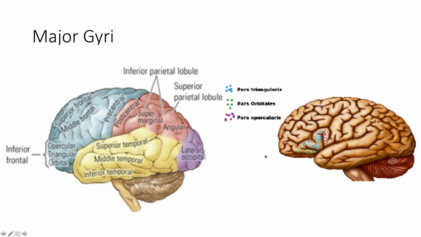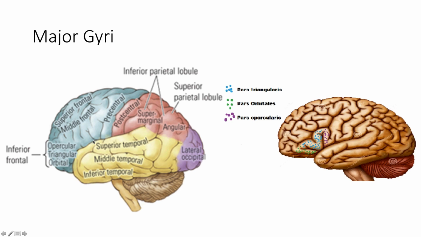Okay, so let's move on to the gyri. So the first thing you do is look at the central sulcus. Right in front of the central sulcus, you have the precentral gyrus. And behind the central sulcus, you have the postcentral gyrus. And then you can divide the frontal lobe up in 3 other gyri. So you have the superior frontal gyri, middle frontal gyri, and the inferior frontal gyri. So the inferior frontal gyrus, you can split up into pars opercularis, pars triangularis, and pars orbitalis. I'll talk about that in a little bit.